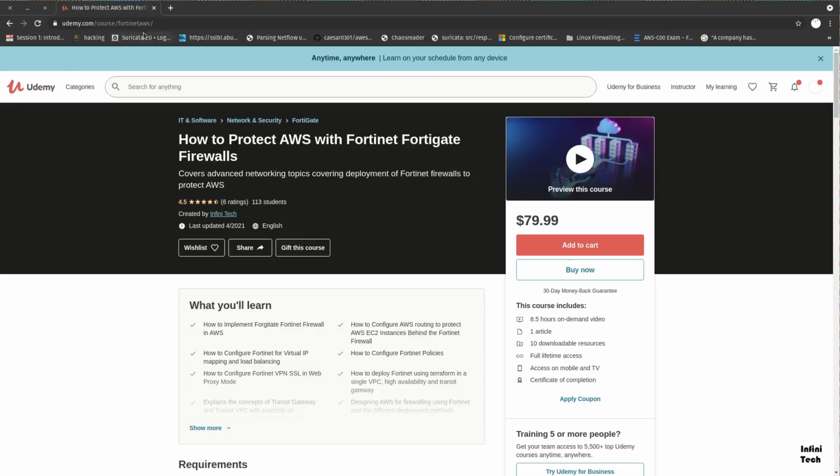I put together this class explaining the detailed concepts on how to deploy Fortinet firewalls in AWS. This is one of the topics we cover in the class. We use Terraform to deploy the configuration, which is a lifesaver.